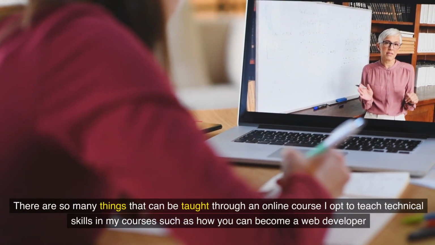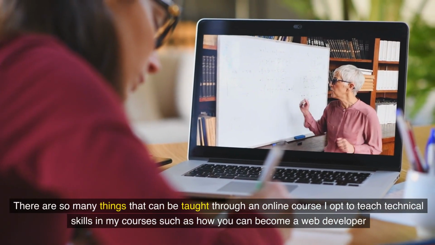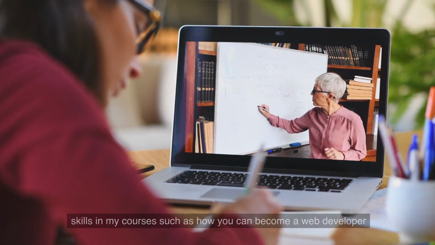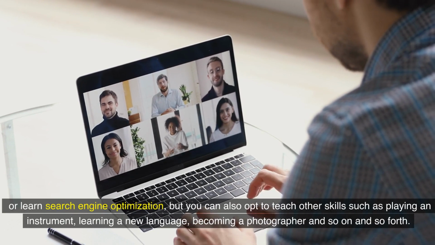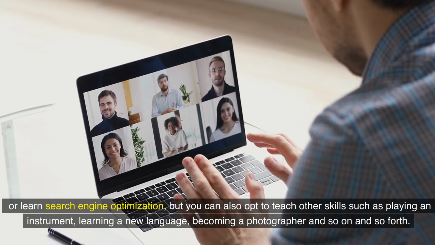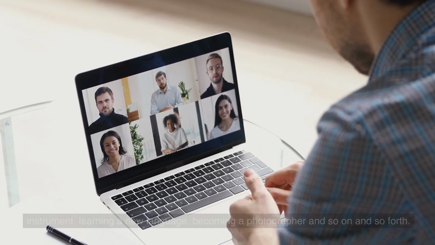There are so many things that can be taught through an online course. I opt to teach technical skills in my courses, such as how you can become a web developer or learn search engine optimization. But you can also opt to teach other skills, such as playing an instrument, learning a new language, becoming a photographer, and so on and so forth.